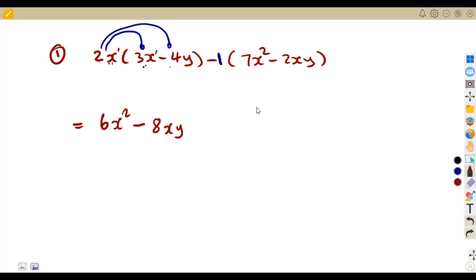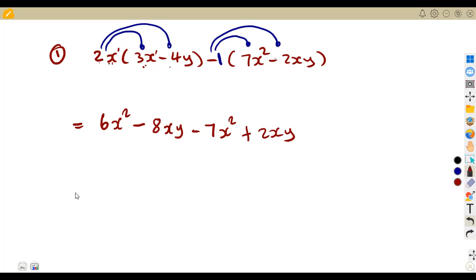So we are going to multiply negative 1 times 7x squared. So it's simply number to the number. So negative 1 times 7, that's negative 7x squared. Just like what we had here, the negative 1 is going to multiply here. It is also going to multiply here. So that means we've got negative 1 times negative 2xy. So negative, negative, that's a positive. So it's going to be plus 2xy.